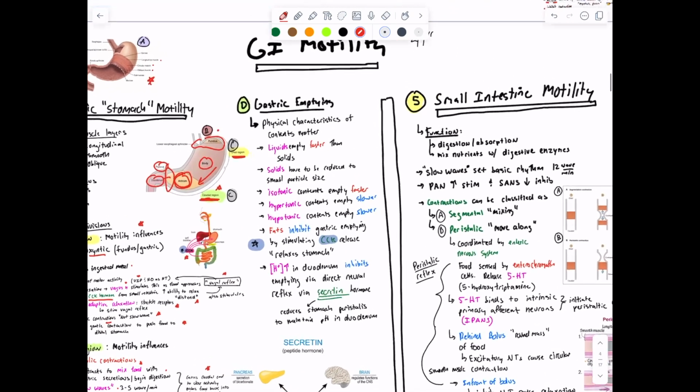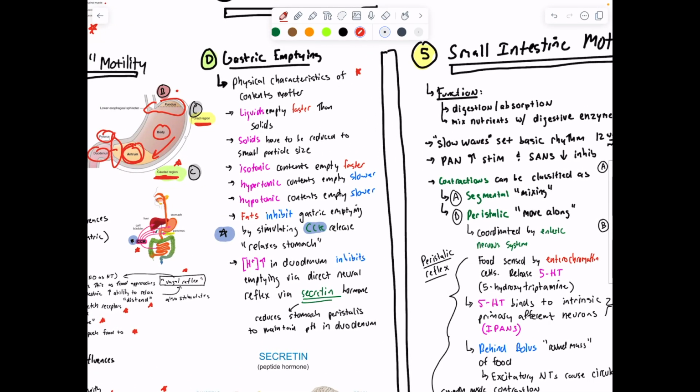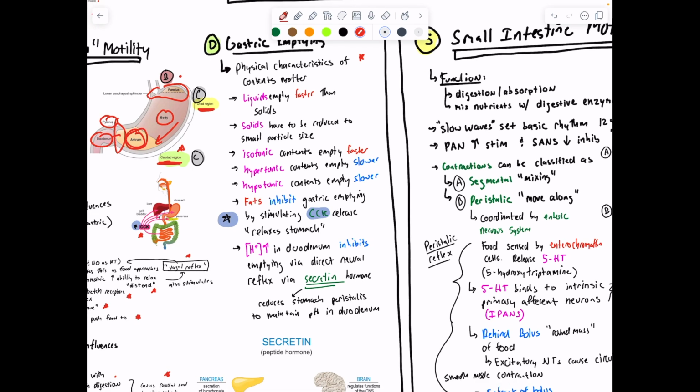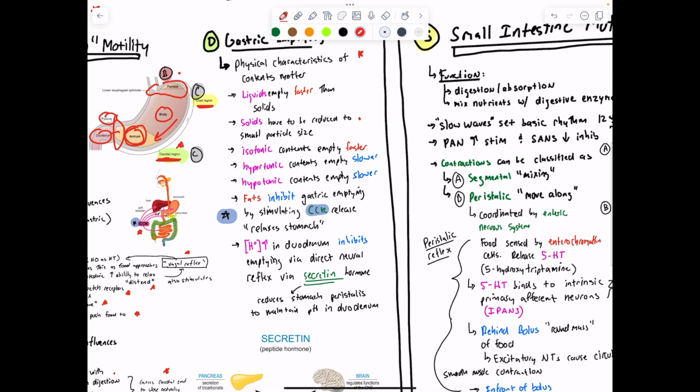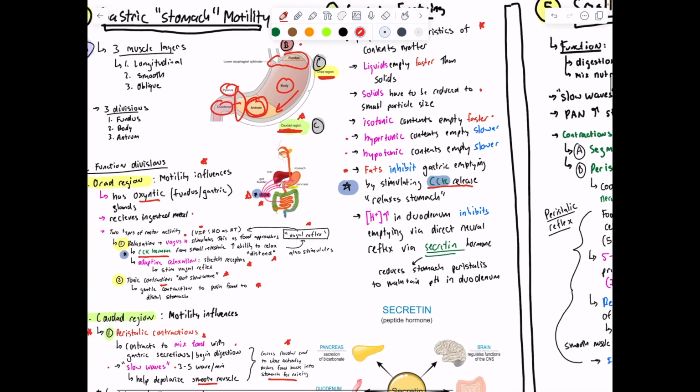But if we're talking about emptying the stomach overall, it turns out that the physical characteristics of the contents matter. Liquids are going to empty faster than solids. Intuitively, that would make sense; it's just easier for liquids to flow. Solids have to be reduced to a small particle size before they can move on to the duodenum. Contents that are isotonic to the fluids in the stomach are going to empty faster. Hypotonic contents are slower, and hypertonic contents empty slower as well. And then fats are going to inhibit gastric emptying by stimulating CCK release from the small intestine, which we already said relaxes the stomach.